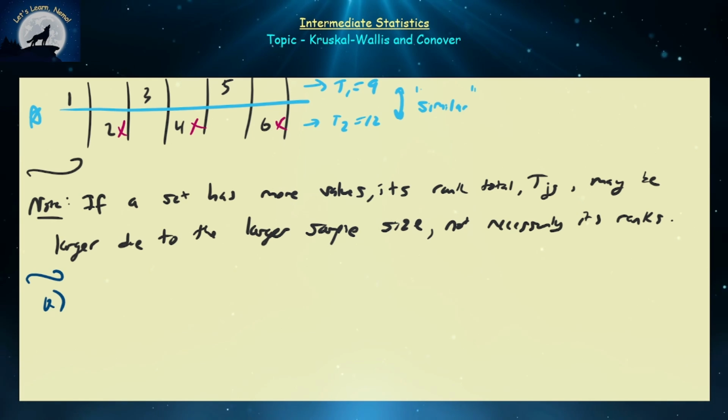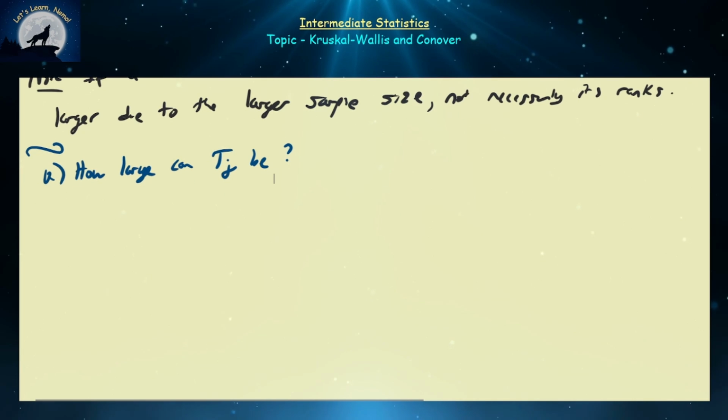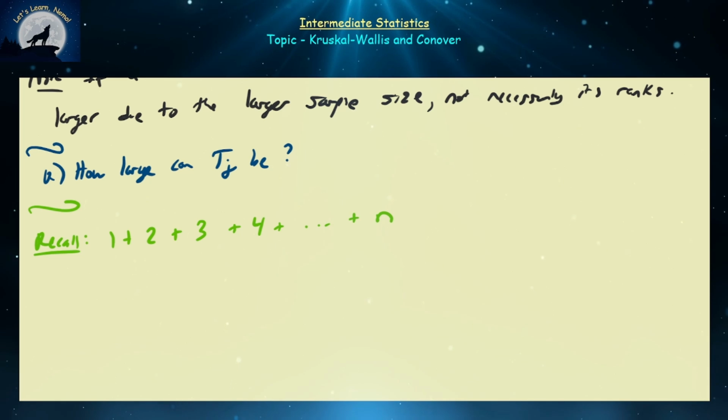So here's a question that I want you to think about. You might want to pause the video and think about this: how large can Tj, those total ranks, actually be? If you think about it using some things from pre-calculus, let's recall one very cute identity. If I take the numbers 1, 2, 3, 4, and go all the way up to n, this is equal to n times n plus 1 divided by 2.